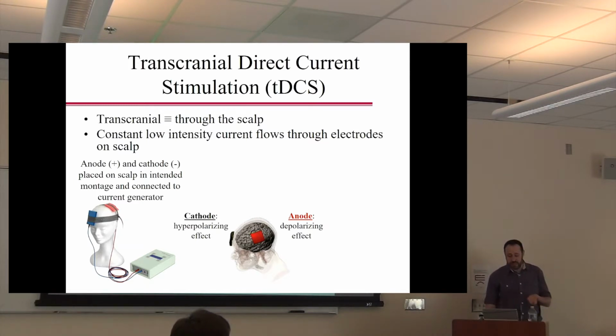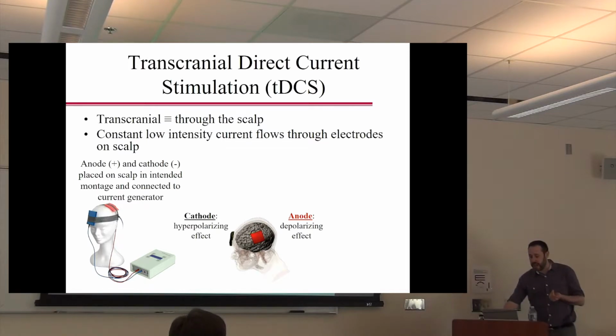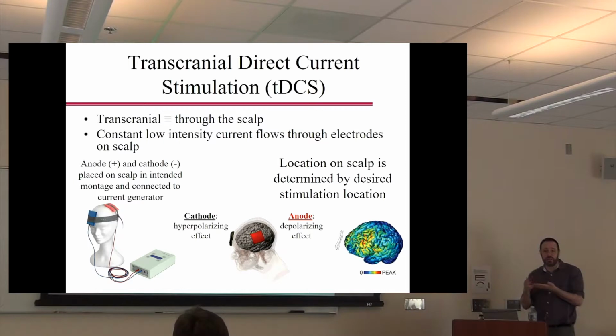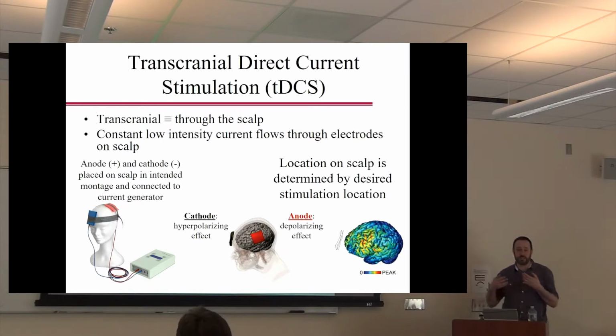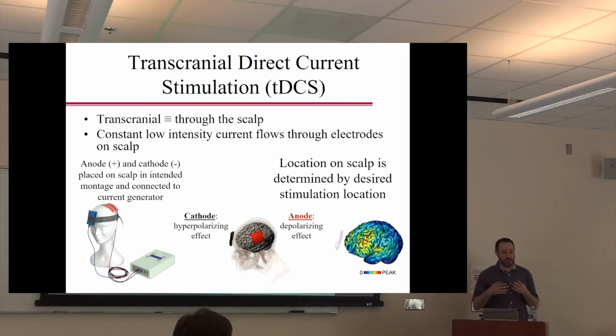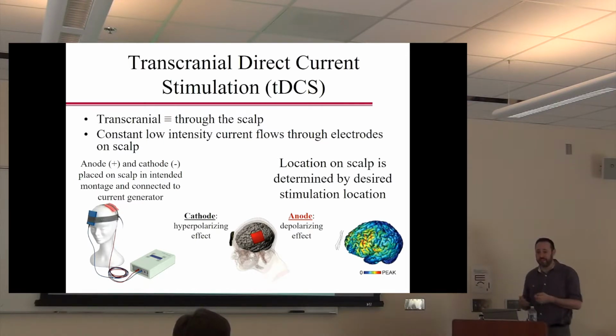It tends to be that the location where people place these electrodes on the scalp is determined by the desired stimulation location, which is going to be different for different kinds of tasks, whether it's a motor task, a language task, a cognitive task. It also gets used in other domains such as depression research and schizophrenia research.